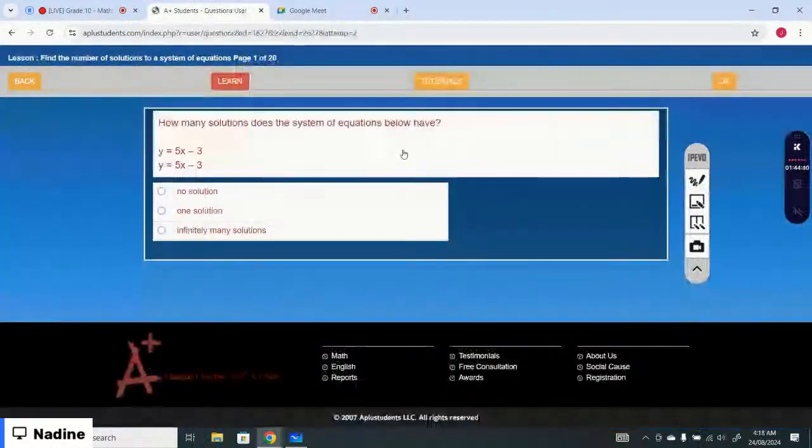How many solutions does the system of equations below have? So just look at the equations. y equals 5x minus 3. The other equation is also y equals 5x minus 3, right? So both the equations are exactly the same. They have the same slope and the same y-intercept, right? That means the system has infinitely many solutions. The correct option is infinitely many solutions.